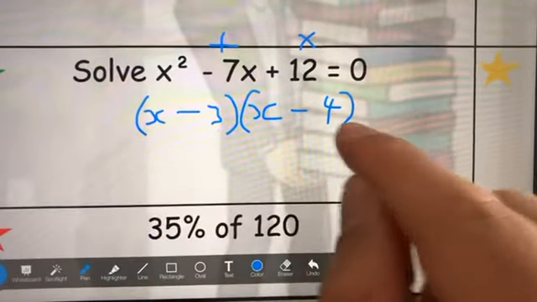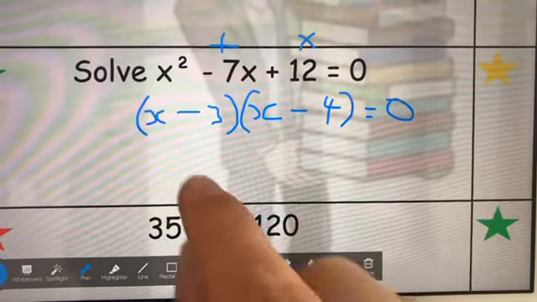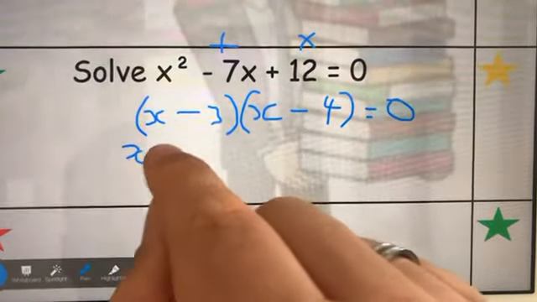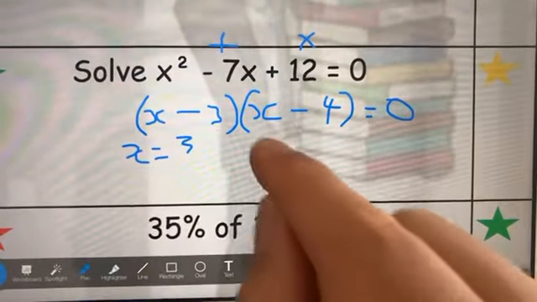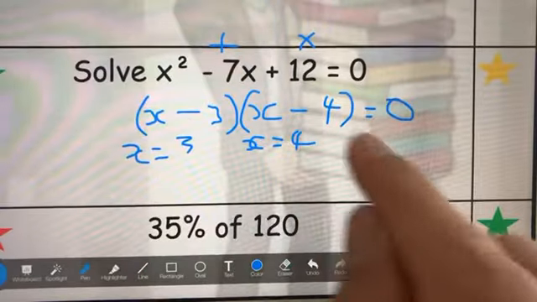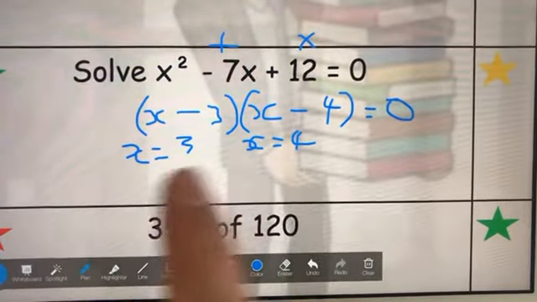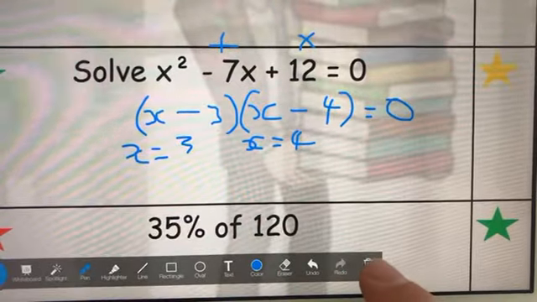If x minus 3 and x minus 4 multiply to make 0, one of these brackets is going to have to cancel out to make 0. So x could either be positive 3 in this bracket or x could be positive 4 in this bracket, because those brackets multiply to make 0. One of them has to cancel out to make 0. So those are the 2 x values you could have. That's worth 3 points.